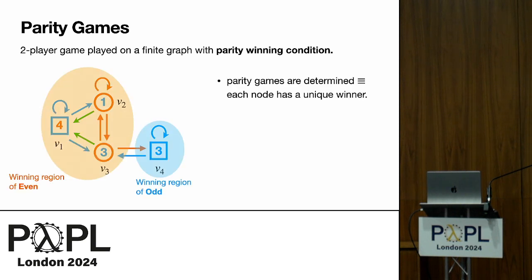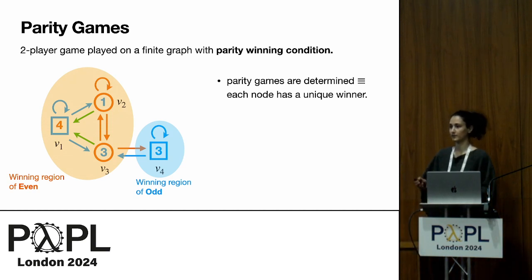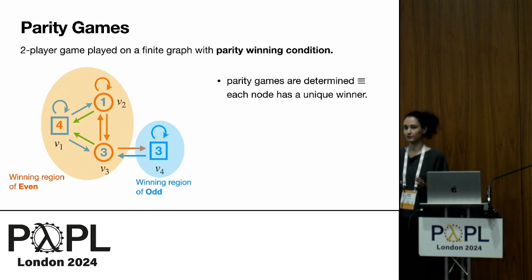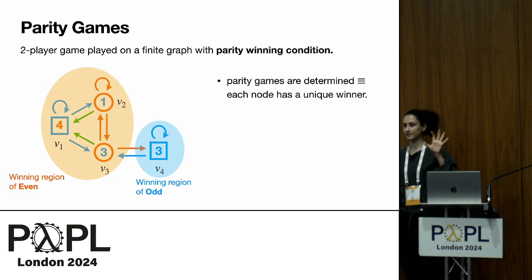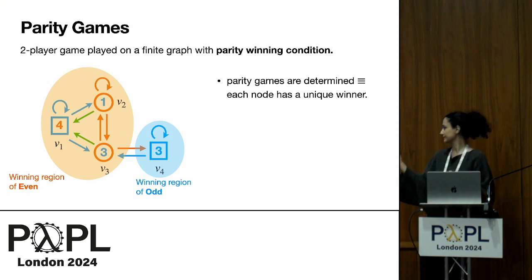And so this is called the winning strategy for the circle player from here. And in fact, parity games are determined, meaning that each of these nodes has exactly one winner. From each of these nodes, exactly one player has a winning strategy. And when we mention solving a parity game, what we mean is just finding these sets, the winning regions of the players.